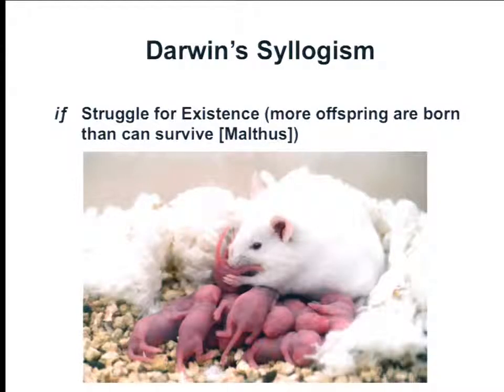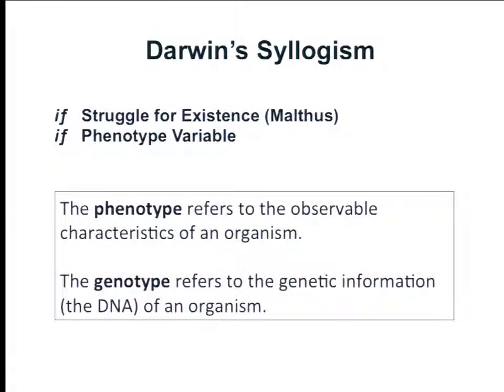So here I have a mouse mum with many, many offspring. And it's pretty clear that most of these are not going to make it to adulthood. If they did, we'd finish up drowning in mice and we'd still be in trouble. So in the end, it isn't going to work. The first thing that his book is trying to establish is that there was a struggle for existence. More offspring are born than can survive.